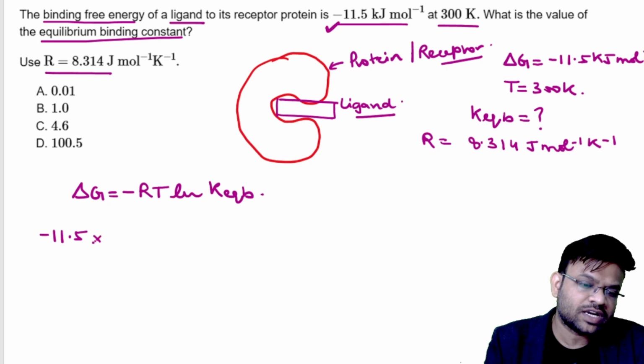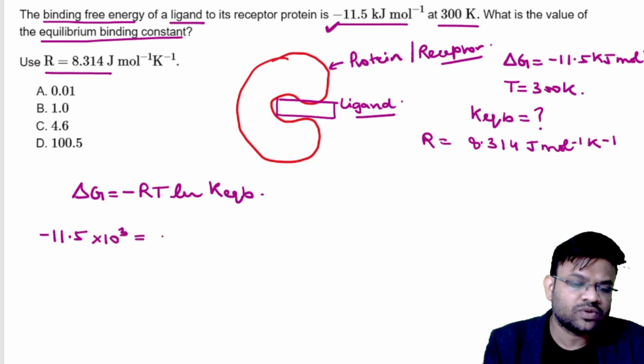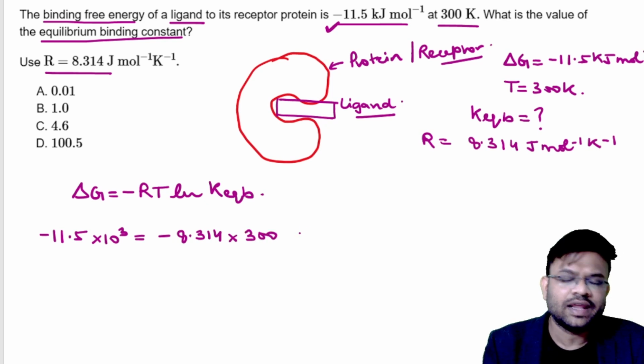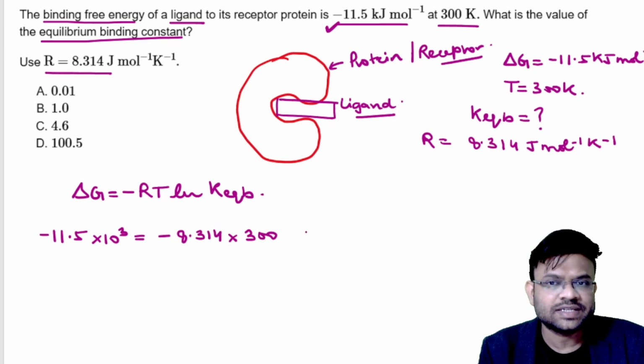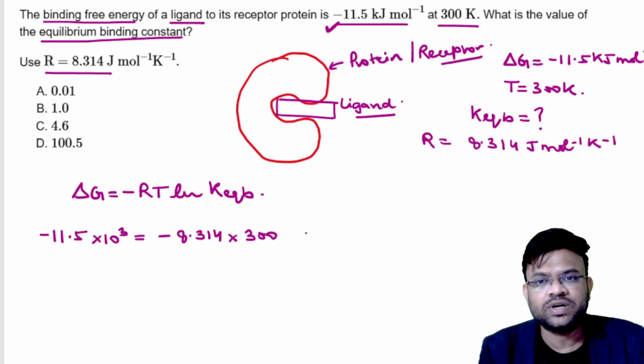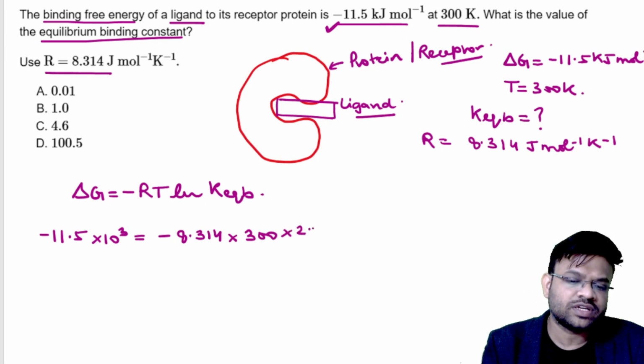So I just multiply it by 10 to the power 3, and this would be equal to minus R, that means 8.314 into temperature is 300 ln. I do not want ln, I can convert it into log. In yesterday's session also I told you how you can convert the ln value into log value. Just multiply it by 2.303 and write log over here, and then you can mention K equilibrium.